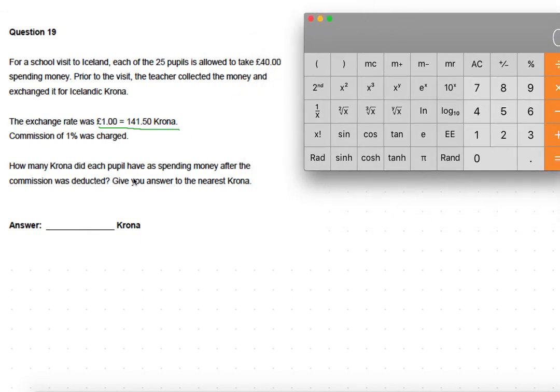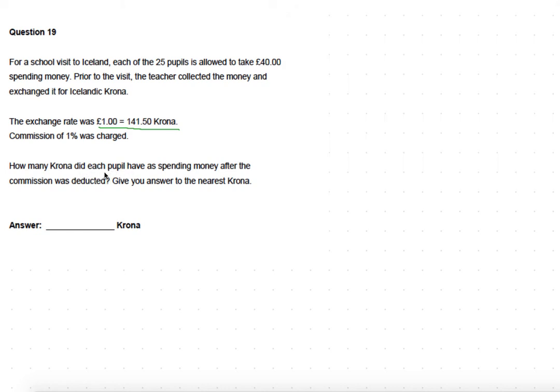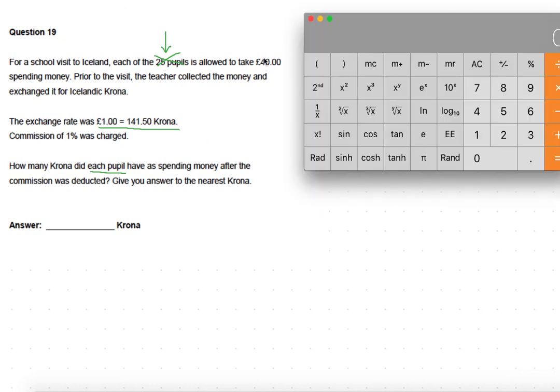The first thing to say with this question is, it says each of the 25 pupils is allowed to take £40, but when you look at the question at the end, it doesn't ask for the amount of krona that all 25 pupils take. It says each pupil. So if it says each pupil, then really we don't care how many pupils there are. This is a little bit of a red herring here. So let's do it.